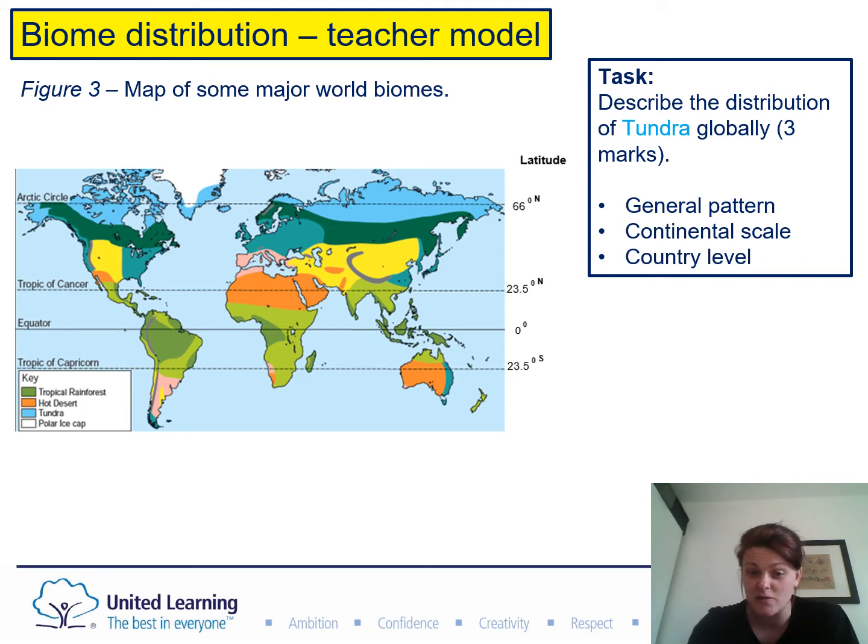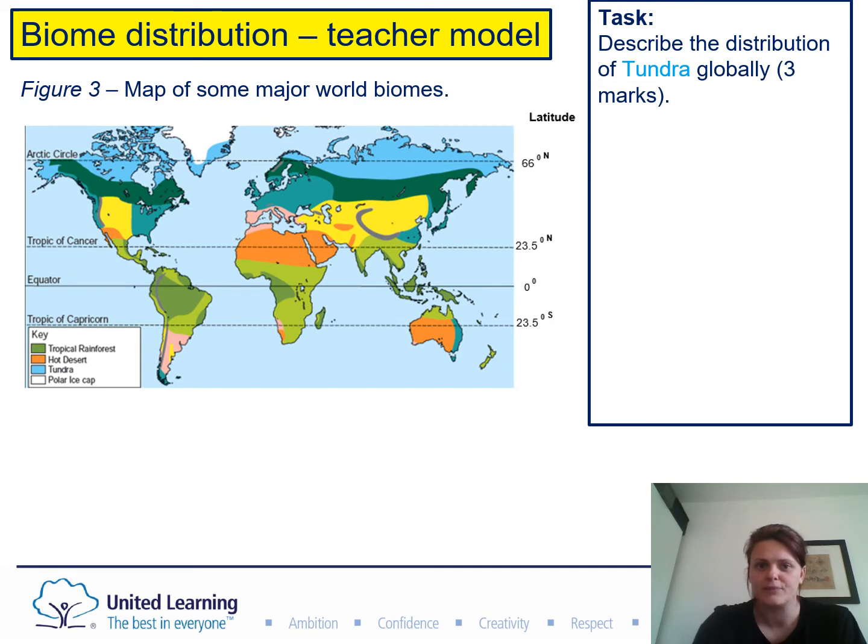What's the continental scale? Now that means like how many continents does it go over? Does it go over lots of different continents, or is it just in one? And then countries. How many countries does it go through? Can I name any? So let's have a look.